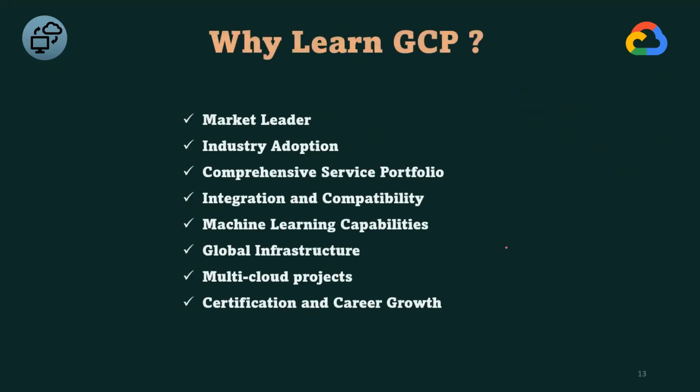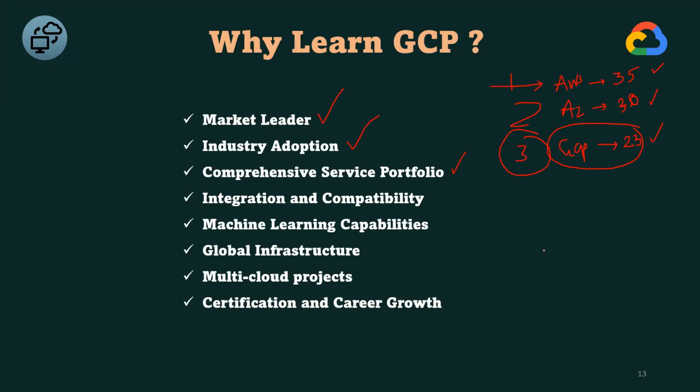It has a comprehensive portfolio, as I told you. It provides a wide variety of services and products, with integration and compatibility with all other services. You can easily integrate GCP services with other services as well. It provides machine learning capability too. It has a global infrastructure. In India, we have two data centers for GCP, in Mumbai and New Delhi.